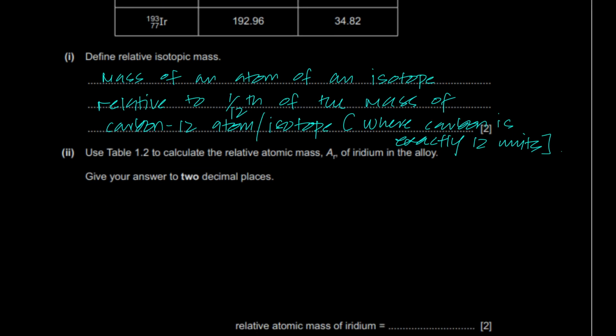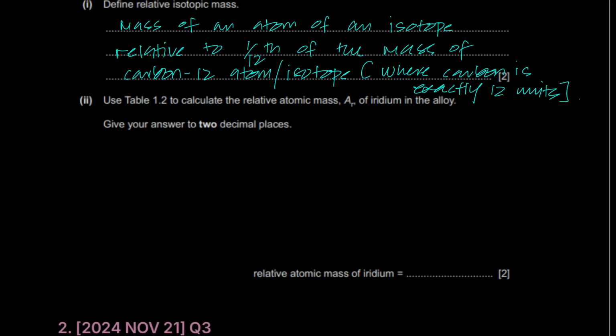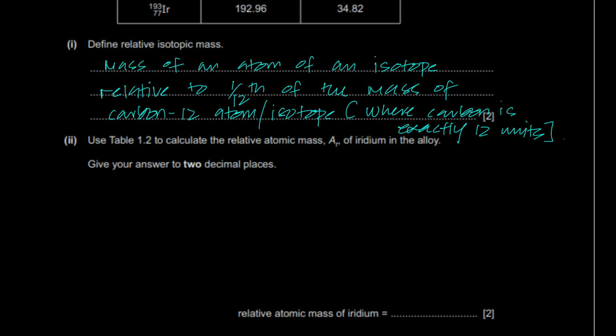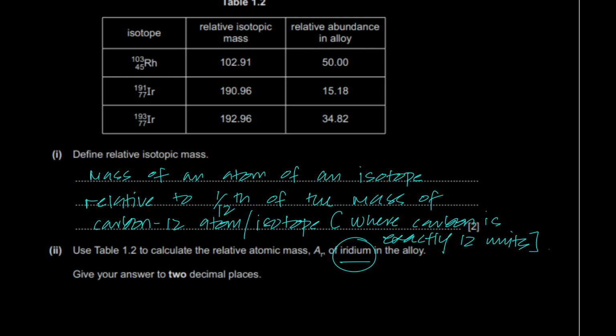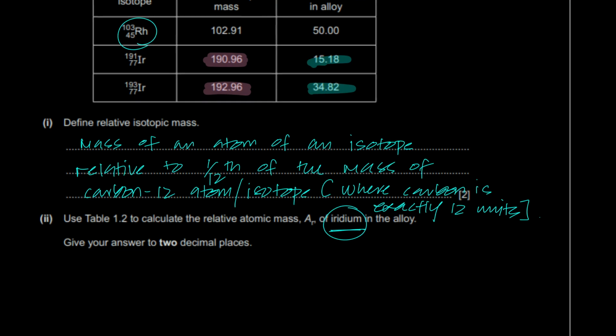Figure 2.1 shows... calculate the relative atomic mass for iridium in the alloy. So just for iridium, how do you calculate the relative atomic mass? It's the weighted average mass of the naturally occurring isotopes. So you take the isotopic mass and multiply it by the abundances. Why am I not taking rhodium? Because it just wants the value for iridium. So I'm not going to take rhodium, obviously.